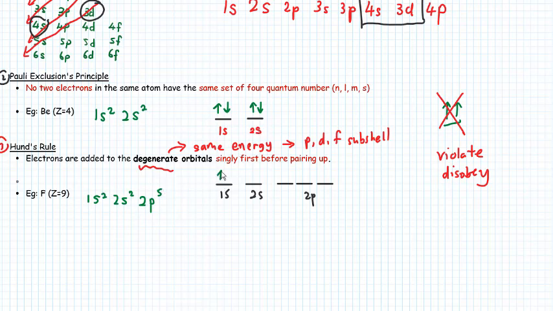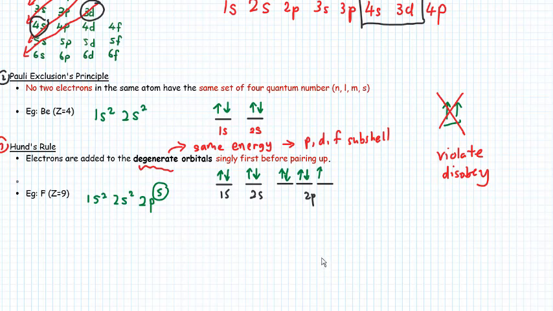Fill in accordingly into your orbital diagram, 1s2, 2s2, and when you come to the p subshell, you need to apply Hund's rule. Arrange the electrons singly first before pairing up. Singly first means every single arrow must point in the same direction. So 1, 2, 3 singly, and then pair up 4 and 5. Altogether, there are 5 electrons in our 2p subshell, which has 3 orbitals.